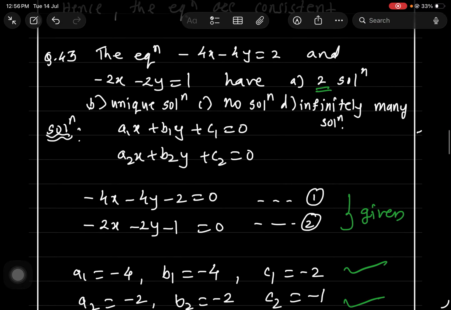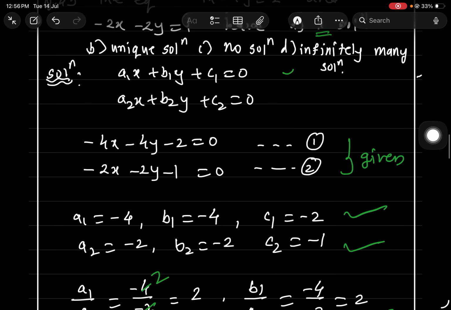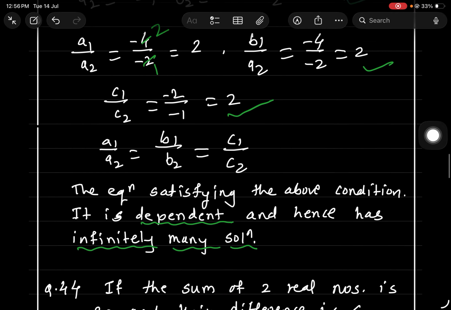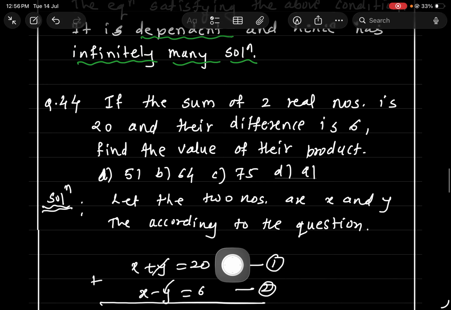So what option is given here? See, option A is two solutions, unique solution, no solution, and infinitely many. So infinitely many, this option will be D, because dependent is not given, but infinitely many solutions is. So this should be the answer.